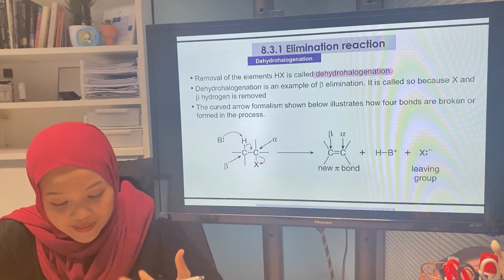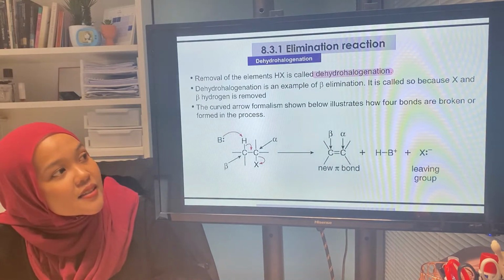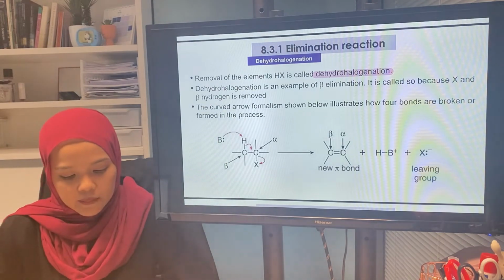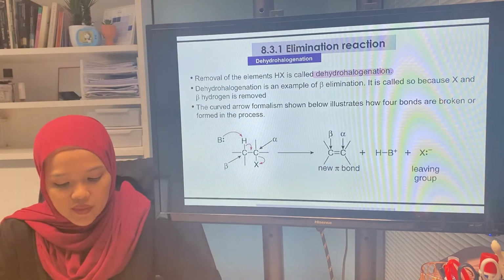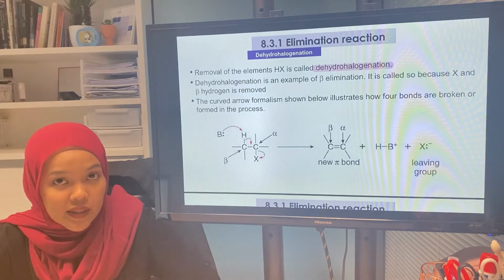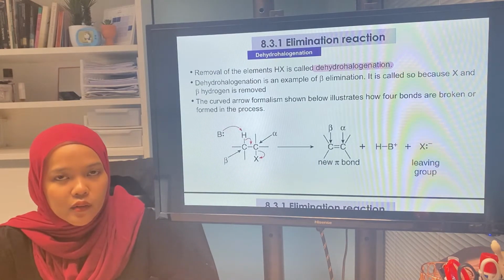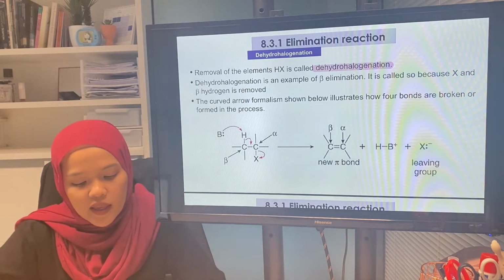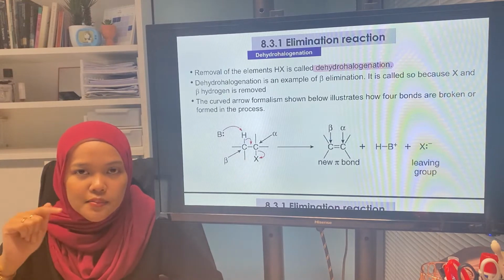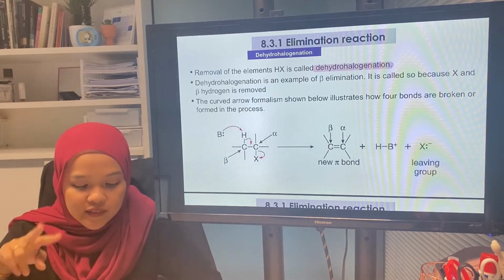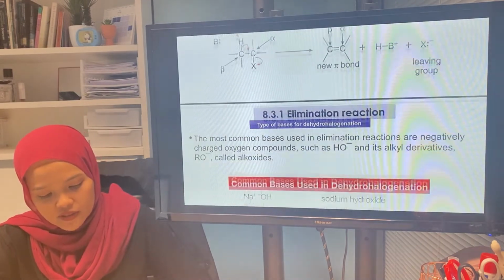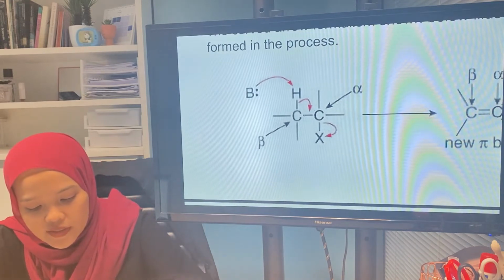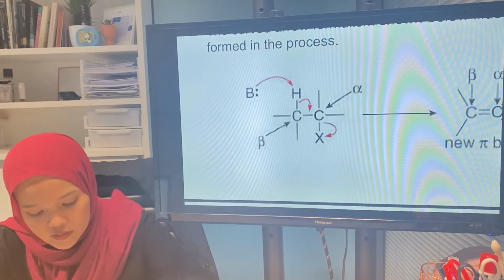Why do we call it a beta elimination reaction? Because as I said, remember, beta hydrogen is removed. As we talk about just a bit of the mechanism, you can see the curved arrow. Remember to use the curved arrow, it shows the electron transfer. If it is a full-headed arrow like this, it means two electrons are being transferred. So the concept is going to be like this. All right, this is the general one only. I will just talk about it generally.